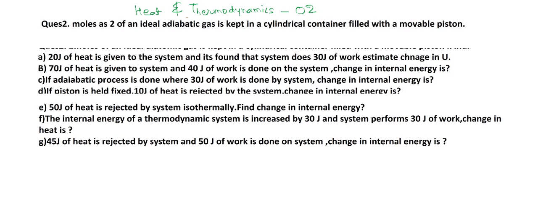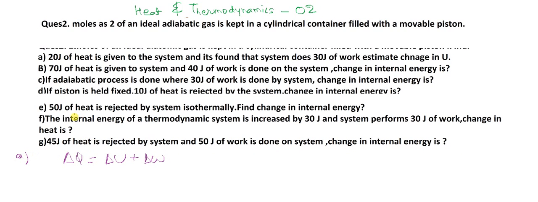Now we are going to solve this second question based on the first law of thermodynamics. It's given that 2 moles of an adiabatic gas is kept in a cylindrical container fitted with a movable piston. Obviously the first law can be applied because the piston can move. The first part is really simple. I'm going to write the formula first and we'll solve it for each and every part. The formula is dQ is dU plus dW.